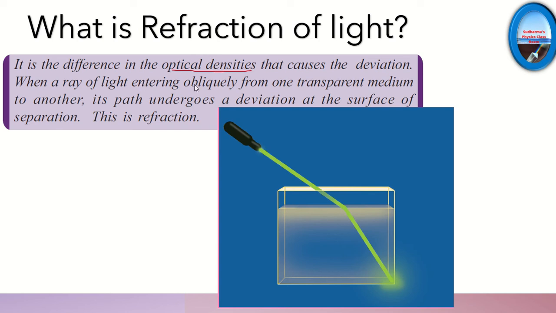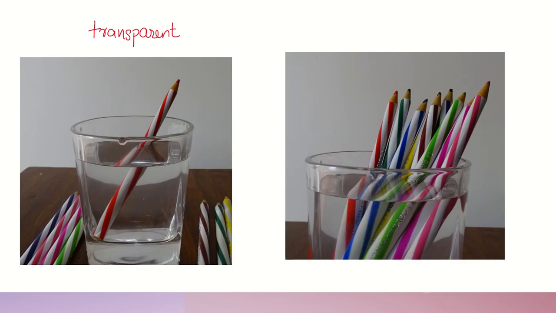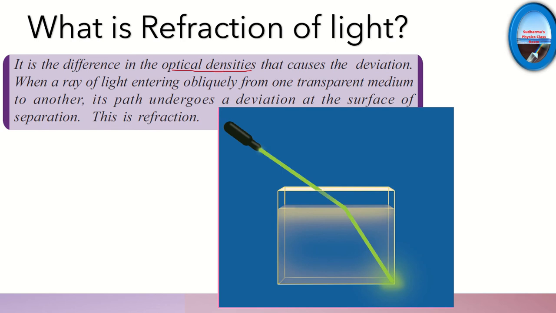Okay. So understand that if I say this example of glass, air, and water, right? They are different media, and they will have different optical densities. When there are different optical densities, and when a ray of light enters obliquely from one transparent medium to another, its path undergoes a deviation at the surface of separation. This surface of separation is called the interface. Okay. So obliquely, what do you mean by obliquely?